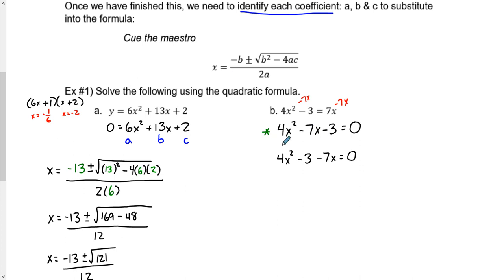But either way, identifying what our coefficients and constants are, our number in front of our x squared is still our a. The number in front of our x is our b. It does not matter where it is in the equation. It's still b. And our constant term, number without a variable, is still going to be our c. So we have to make sure that we plug it into the formula correctly.